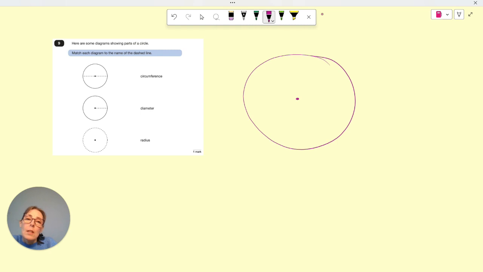Now, okay, so we've got this part here, which is from the centre to the outside of the circle. We've got another bit here that goes all the way through the centre from one side to the other of the circle. And we've also got this bit that runs all the way around the outside. I'm not sure if you remember the names of these things.